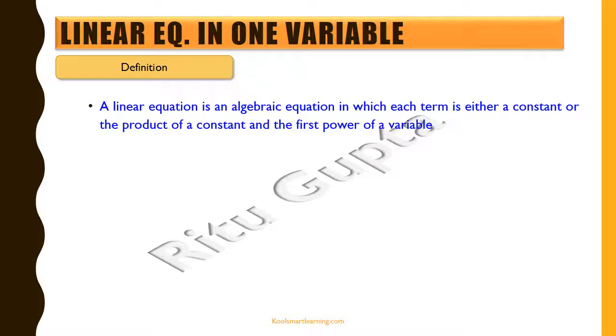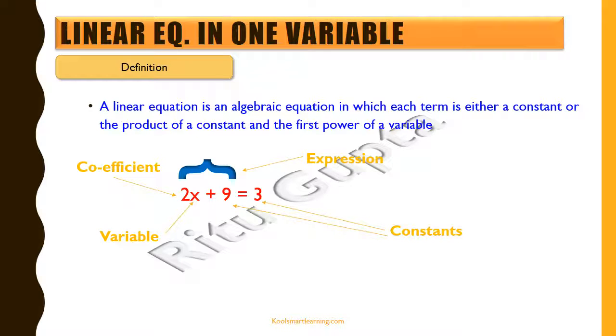So first of all, before understanding what are the linear equations in one variable, let's first try to understand what are linear equations. A linear equation is an algebraic equation in which each term is either a constant or the product of a constant and the first power of a variable. An example would be 2x plus 9 is equal to 3. In this case, we see x is the variable here, 2 is the coefficient for the variable x, 9 and 3 are the constants, and 2x plus 9 on the whole makes an expression.